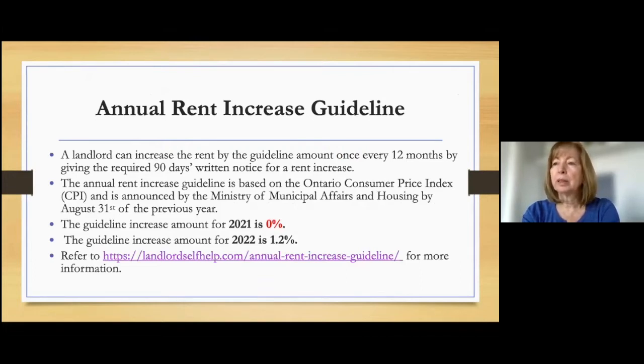The annual rent increase guideline is announced by the Ministry of Municipal Affairs and Housing by the 31st of August of the previous year, and the calculation is based on the Ontario Consumer Price Index. Please visit our website for more information on the guideline increases.